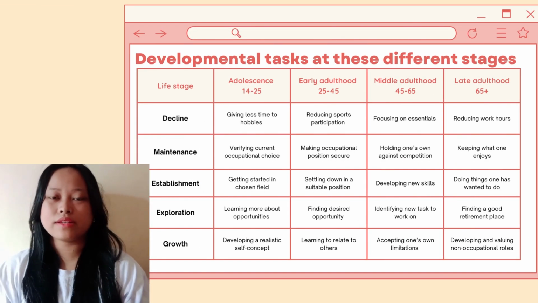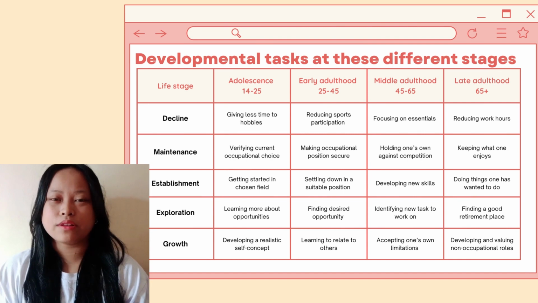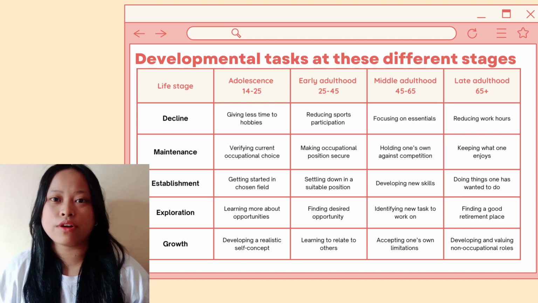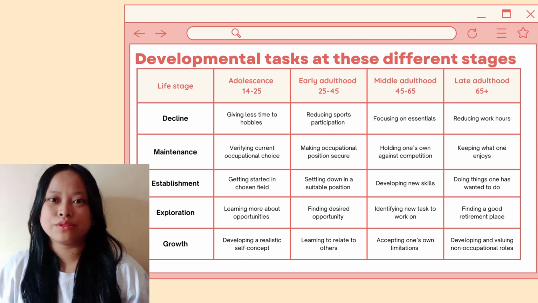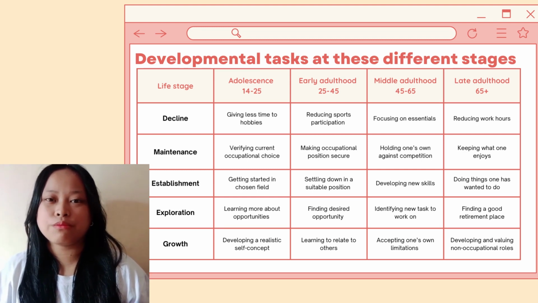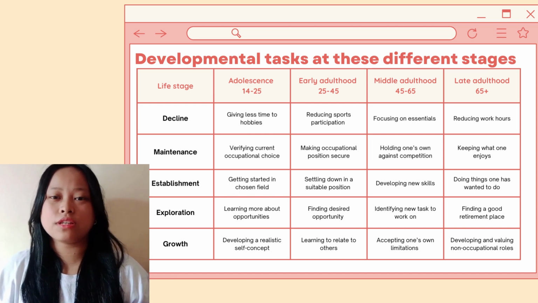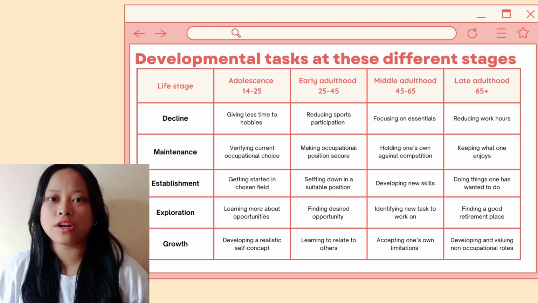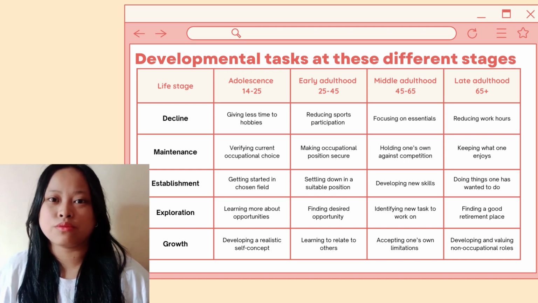The second one is maintenance. At the stage of adolescence, between 14 to 25 years old, it says here that you are verifying your current occupational choice. This means that you are finalizing your decision on your chosen career and you decided what you wanted to do. Next is early adulthood, between 25 to 45 years old. It says here that you're making your occupational position secure. This means that you are focusing and prioritizing your career to secure the work that you want to do.